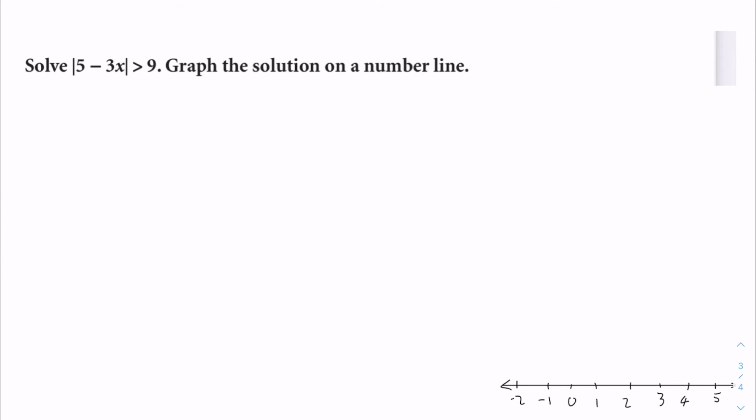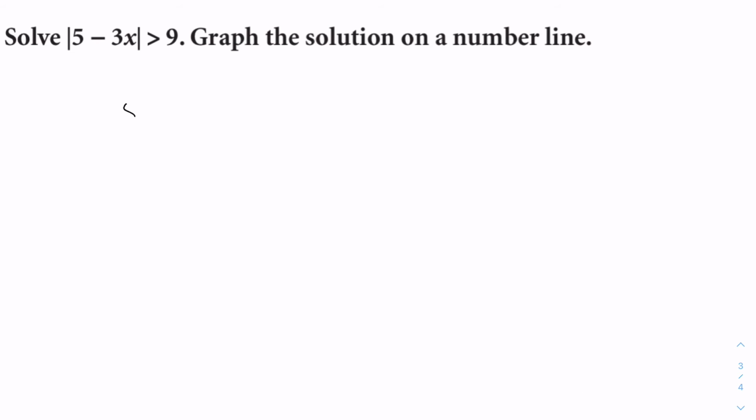For more practice, we are going to solve the absolute value of 5 minus 3x is greater than 9 and graph the solution on a number line. To solve this, we need to list the two inequalities: 5 minus 3x is greater than 9 and 5 minus 3x is less than negative 9.